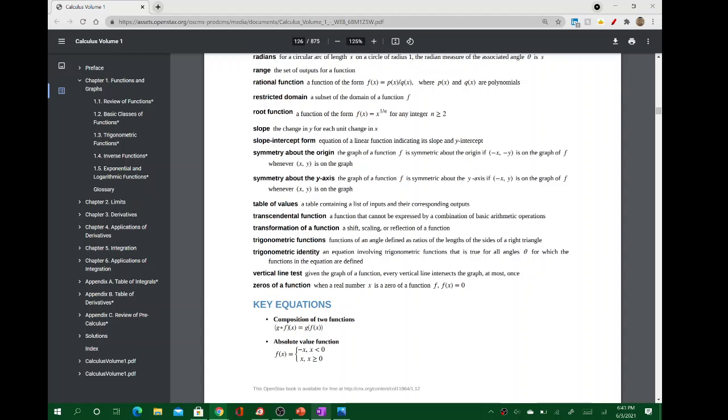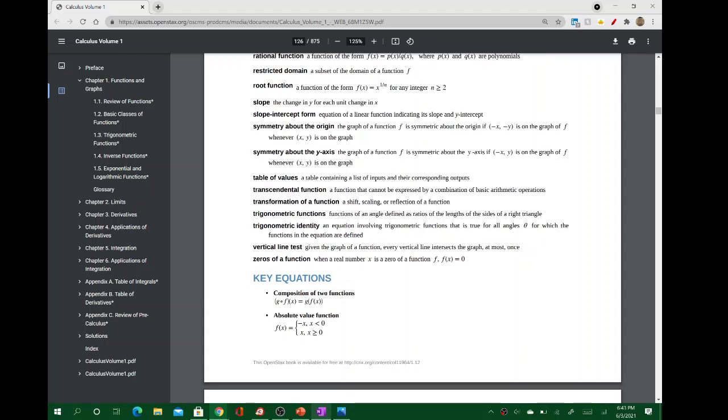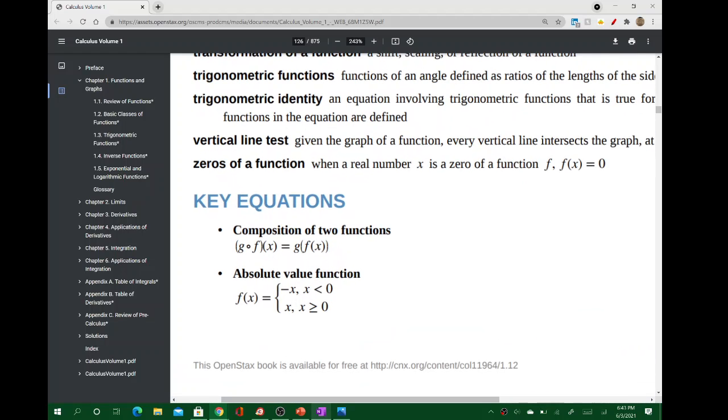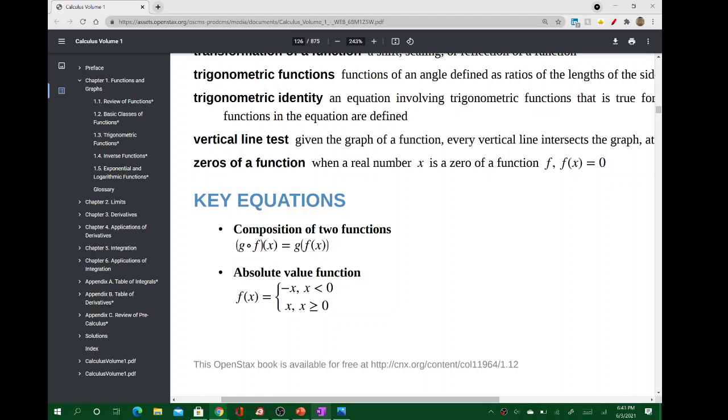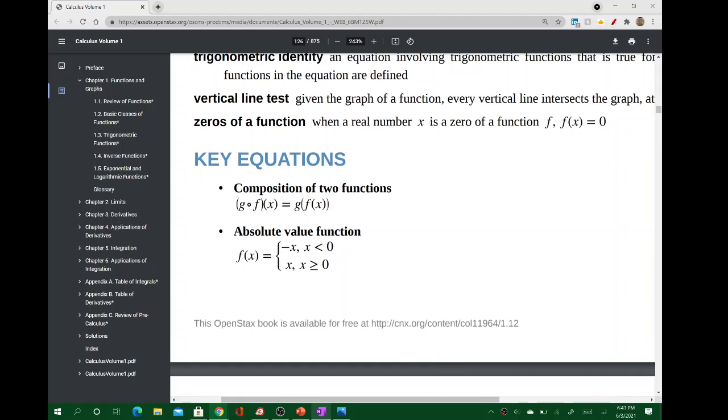So trigonometric identities, we already know what those are. Zeros of a function, that means when f of x is equal to 0. Or actually, hold on. It's whatever x equals when f of x equals 0, or whatever x equals when y equals 0. Okay. Composition of two functions, like I said earlier, that's just g composite of f of x is g of f of x. The absolute value function is really just the piecewise function, negative x such that x is less than 0, x such that x is greater than or equal to 0.